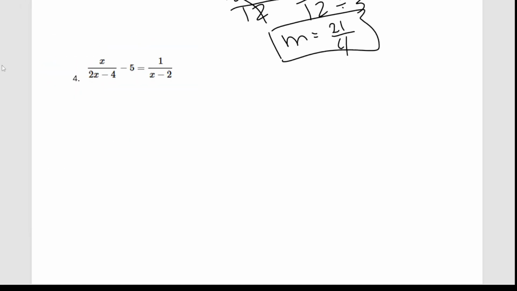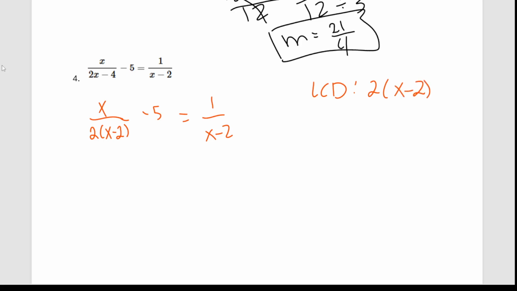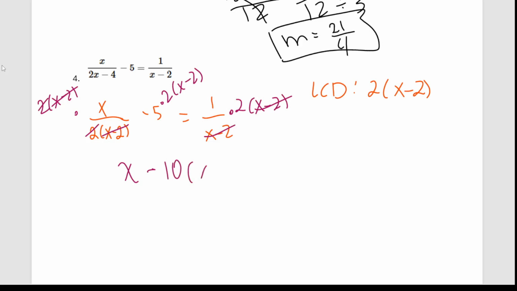For this last one, you again want to factor that left-hand side a little bit further, in that 2x minus 4 will factor into 2 times x minus 2. And then we can notice that that means that the least common denominator would be 2 times x minus 2. So we want to multiply all of our terms by 2 times x minus 2. Everything cancels, so we're left with x minus 10 times x minus 2 is equal to 2.